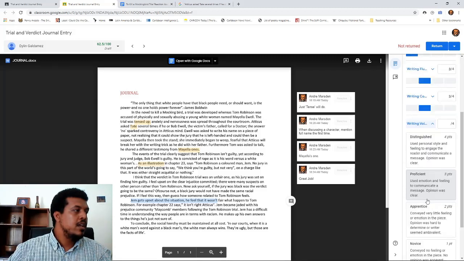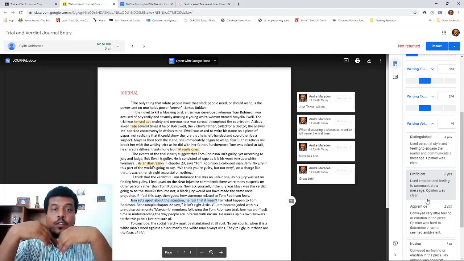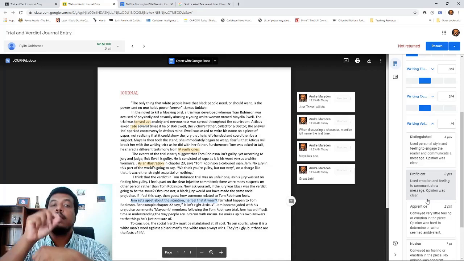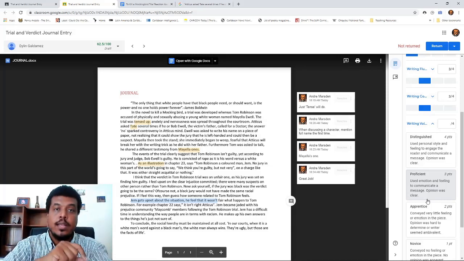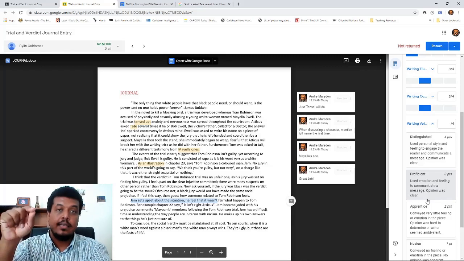And then finally, writing voice. Now, writing voice is basically how much of yourself do you put in it? Now, we can go full academic writing, and we can strip out the author's voice, but that's not what we wanted. This was a journal entry, which means that it has to have your opinions in it.